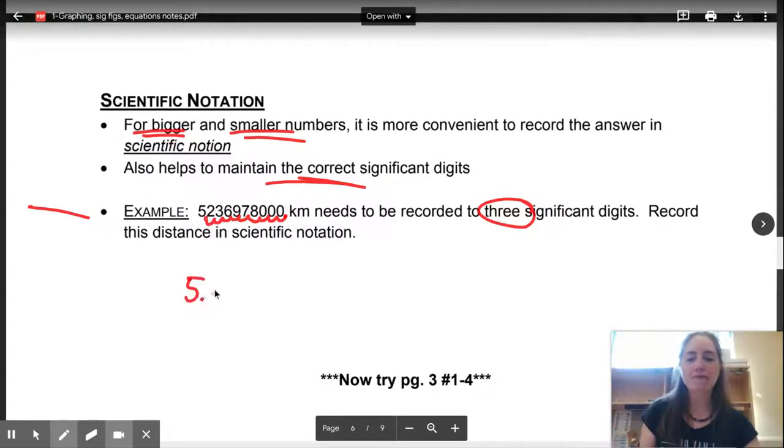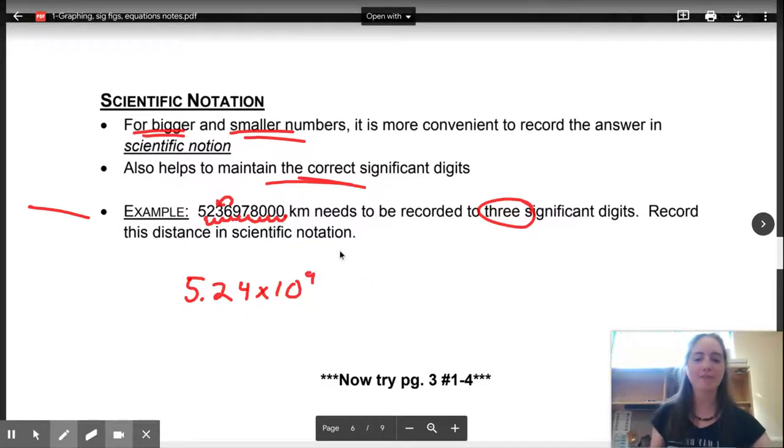So then I can have 5.2, I need 3 sig digs. So 5.2, you look at that 3, you take that 6 is going to round that 3 up to a 4. Now times 10, so each times 10 represents that place value, right? And we moved it 9 decimal places, so that's times 10 to the power of 9. And the units are kilometers, so put your units. I deduct half a point if you don't put your units, so write your units.